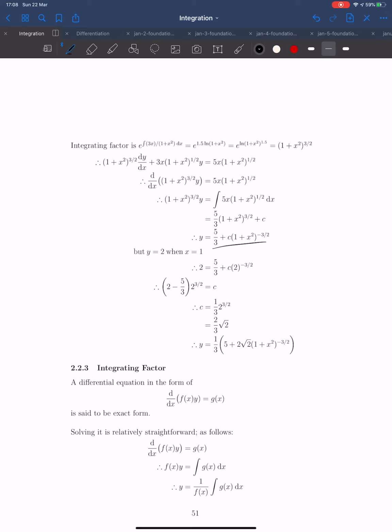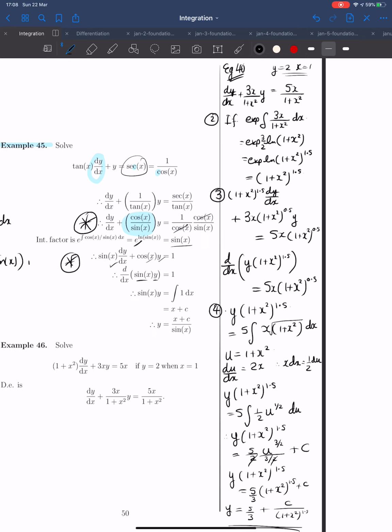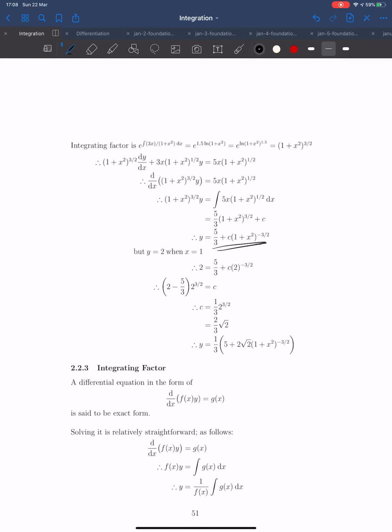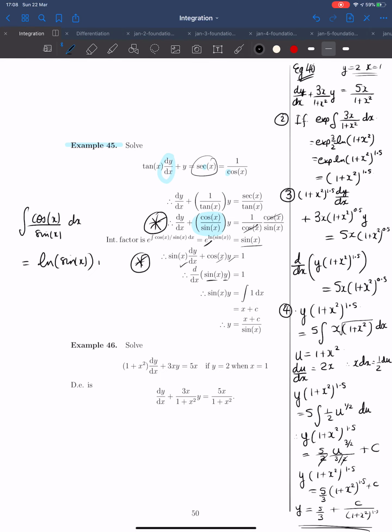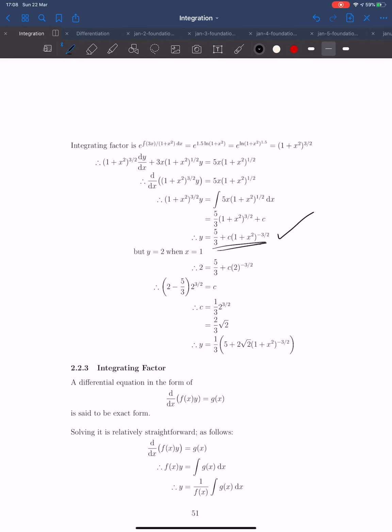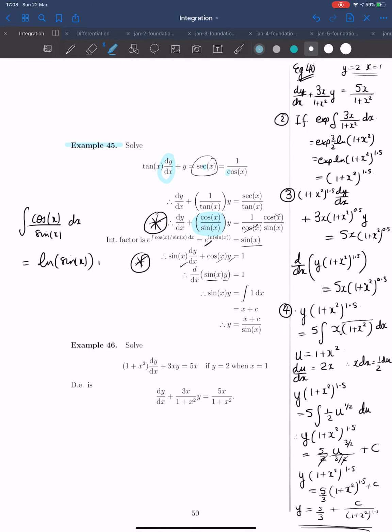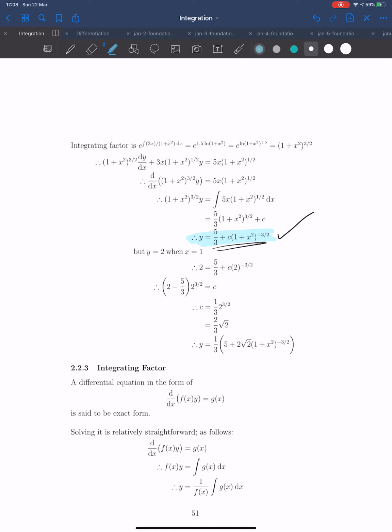Which is there, look. Y is 5/3 plus c times 1 plus x squared to the minus 3 over 2. So my writing there takes us up to there on that side. Okay, so you can read through theirs or you can read through mine by the side. I don't mind, obviously. Right, now we can find the c with this one.